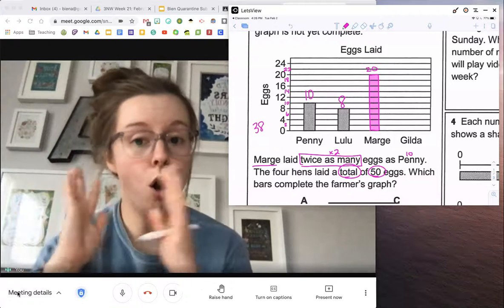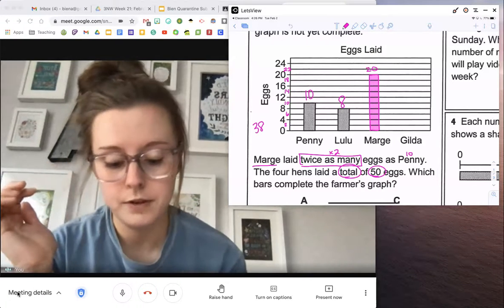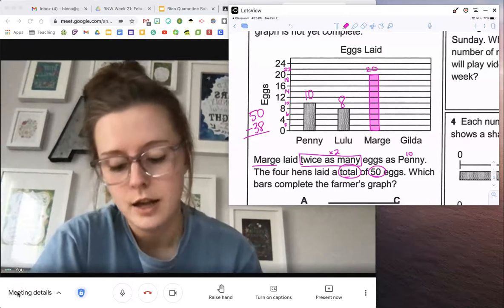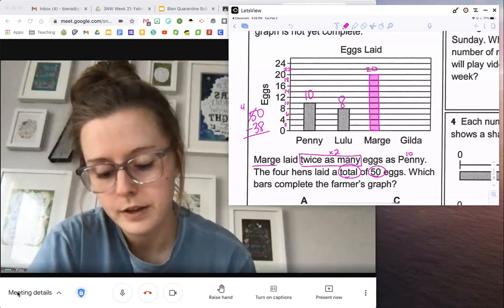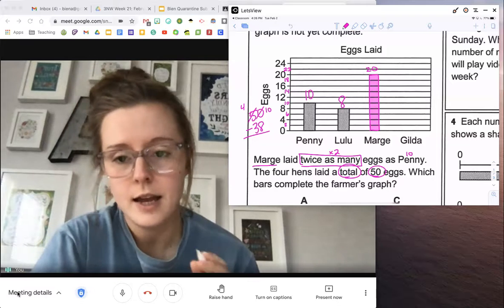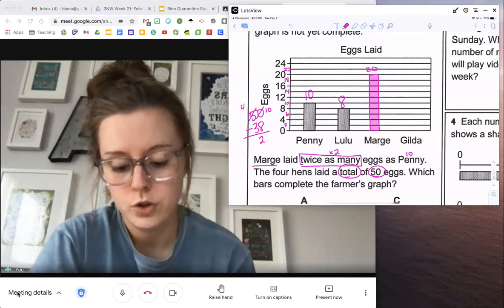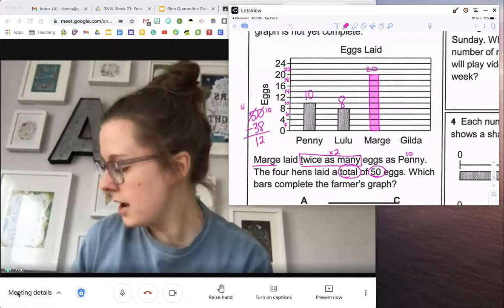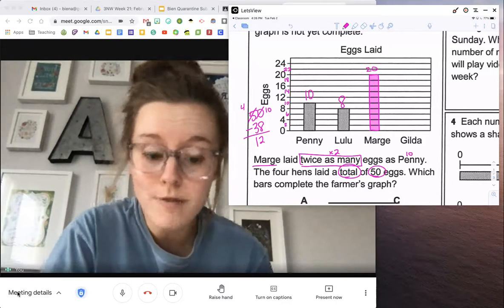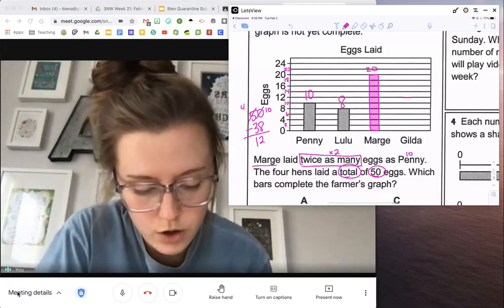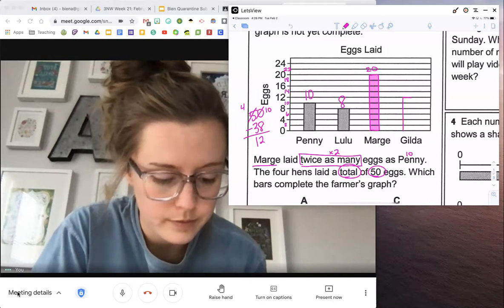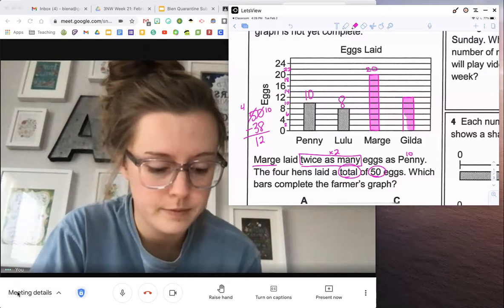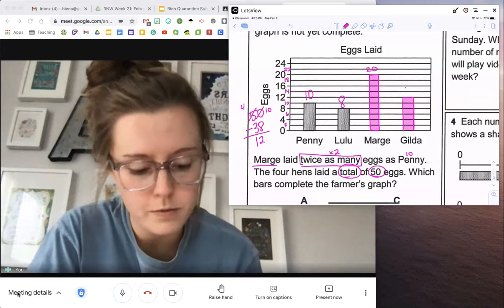Okay, well, how many did all of them have? 50. So let's subtract. So can't do 0 minus 8. So turn your 5 into a 4. Give your 10 to your 0. And 10 minus 8 is 2. 4 minus 3 is 1. That means Gilda must only have 12 eggs. So make sure you mark her on your chart. We're going to label her 12.